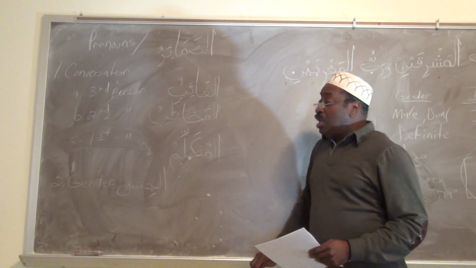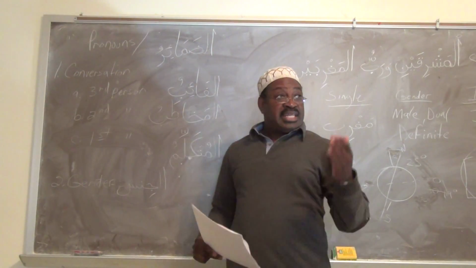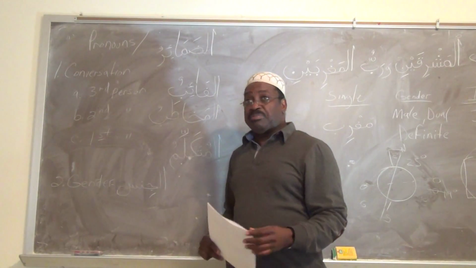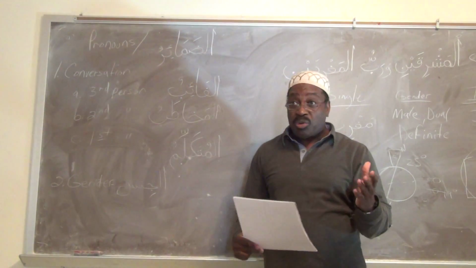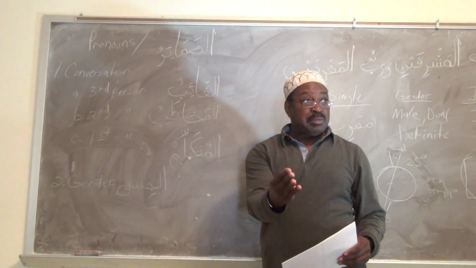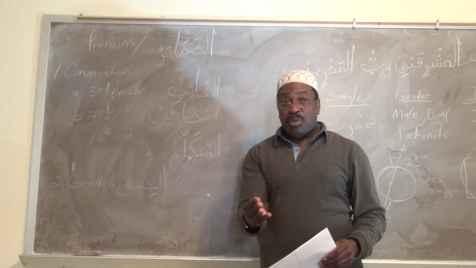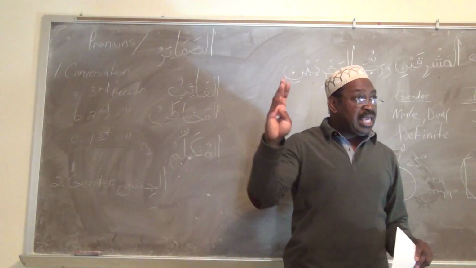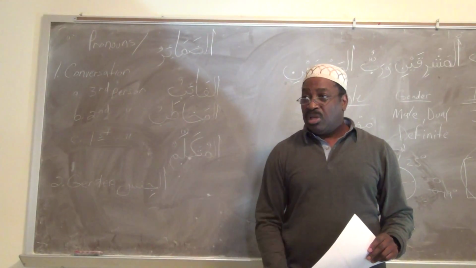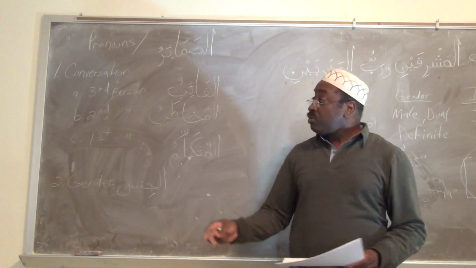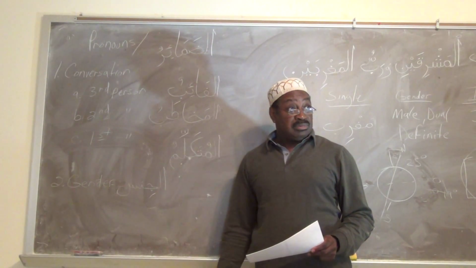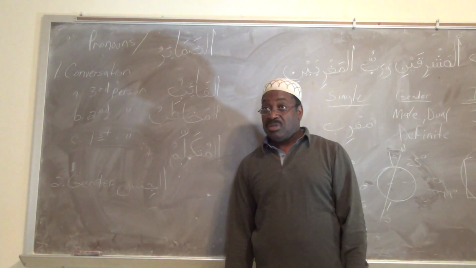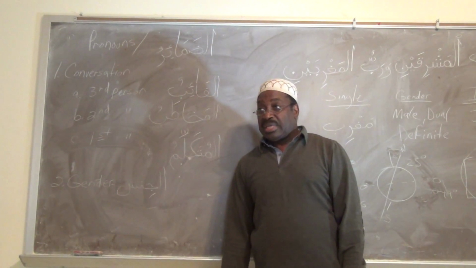Now, we talked about definite and indefinite, right? We said, in order for something to be definite, not all the time, but most of the time, we have to put al in front of it. But what about names like Muhammad, Ahmad, Zaid, and so forth? They are definite too, but you don't have to put al in front of those names. They are definite by themselves. That's very true. Okay.